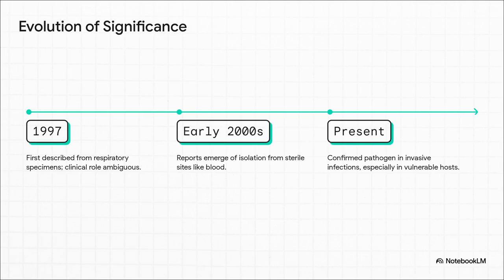The story of how we understand Corynebacterium durum has followed such a classic path. It all started back in 1997, when it was just seen as another commensal hanging out in the oropharynx. But then, reports started coming in from sterile sites, and more well-documented cases piled up. All of that has really solidified its role as a recognized opportunistic pathogen.